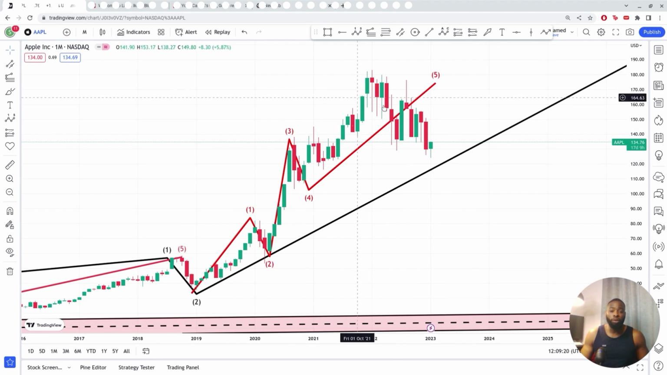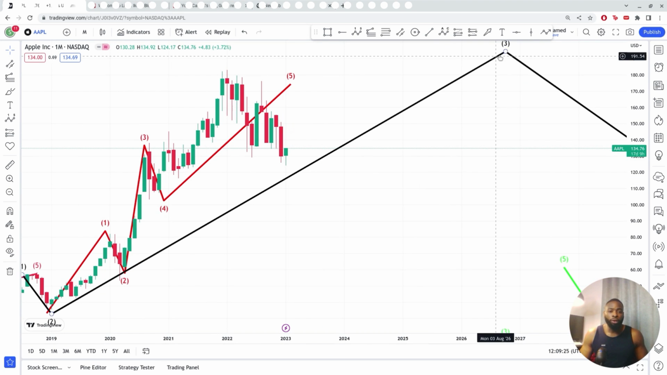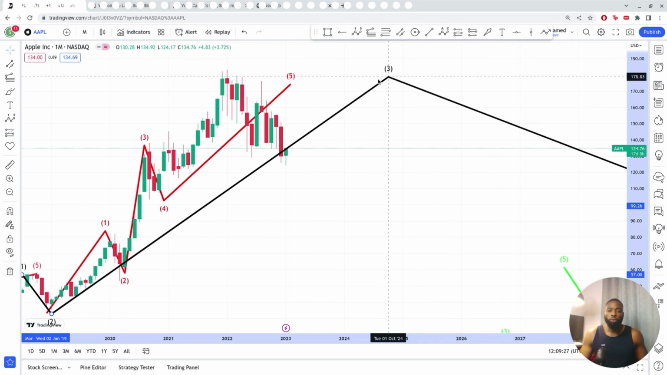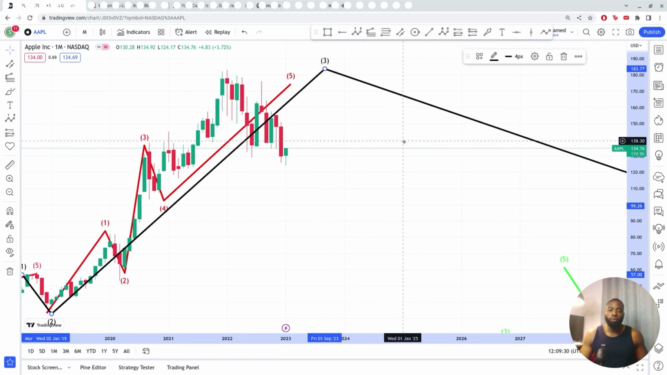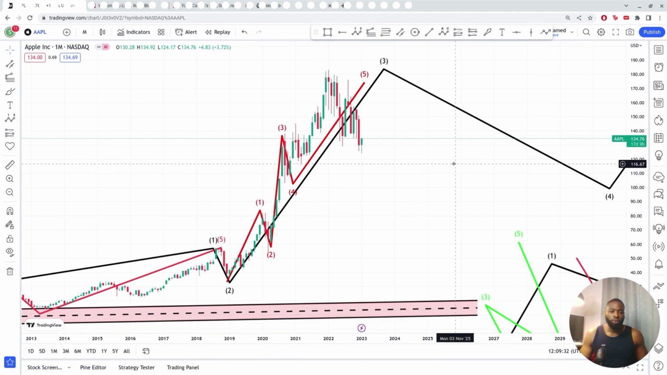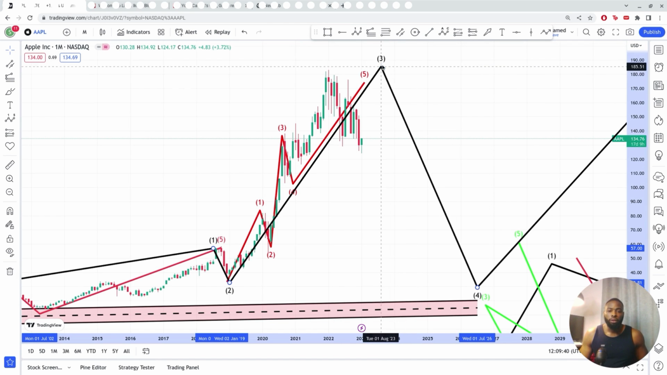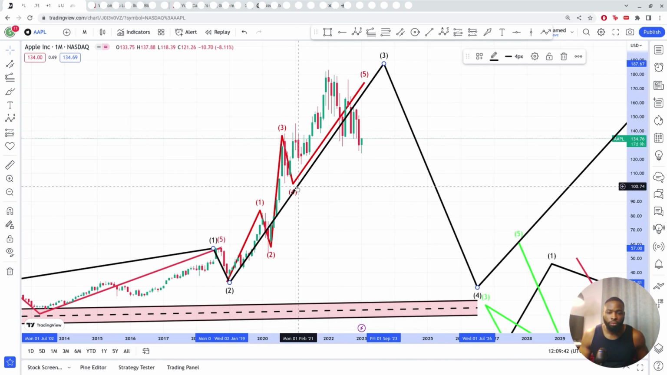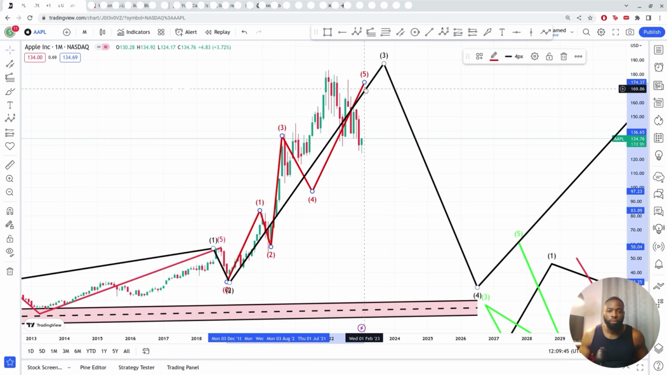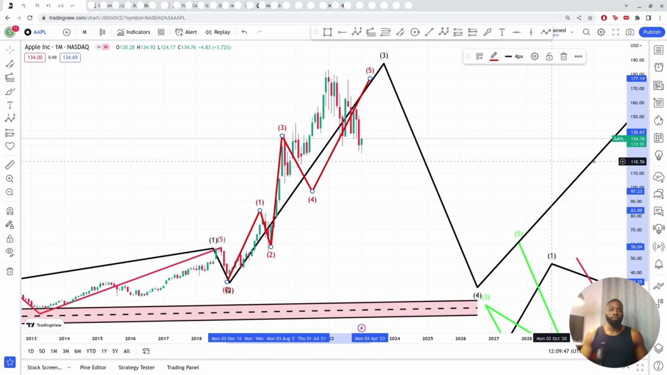So expect a 5-wave pattern down here, and at the end of this 5-wave pattern, that will complete the third wave, this bigger third wave, and what comes next will be an ABC wave, or an ABC corrective pattern, which is going to be this. It's going to come next after this. But before this corrective fourth wave happens, this has to be completed. Expect a 5-wave pattern.